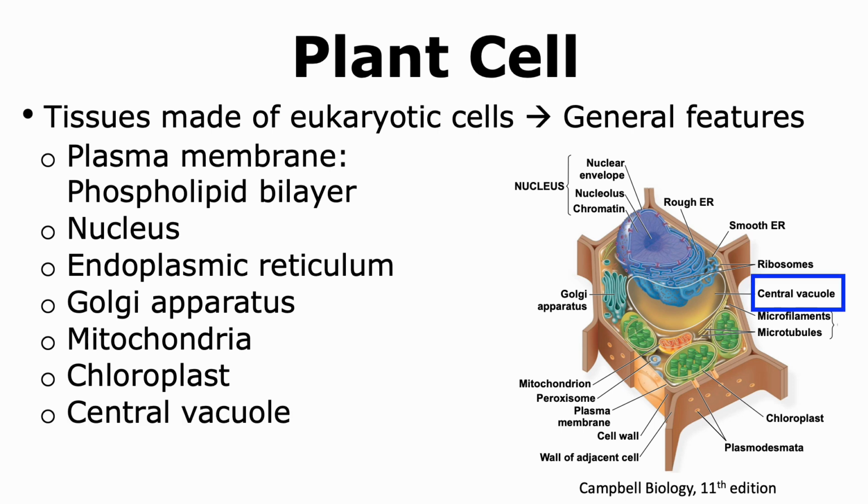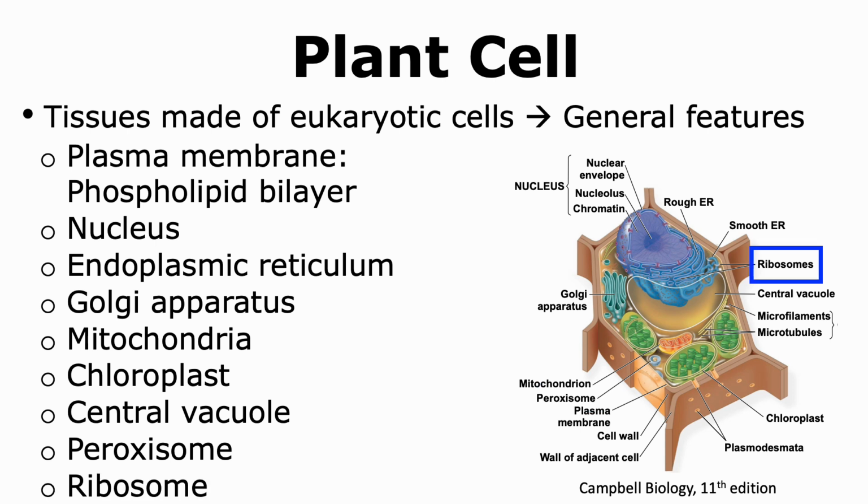Plant cells tend to have a central vacuole, which is important in maintaining the turgor and the shape of the cell. Plant cells can also have a peroxisome, which helps in the detoxification of compounds. They can also have a ribosome, which is a non-membrane-bound organelle that plays important roles in protein synthesis.